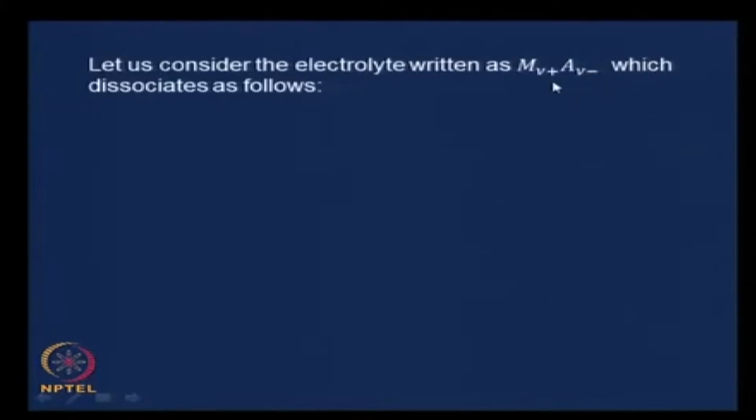So when this is dropped into a solution, for example when it is taken in a solution form, it dissociates as follows. If you take one molecule of M nu plus A nu minus, it will dissociate in an aqueous solution to give you nu plus molecules of M Z plus and nu minus molecules of A Z minus, by the stoichiometry of the whole thing. This is nothing but material balance, right.